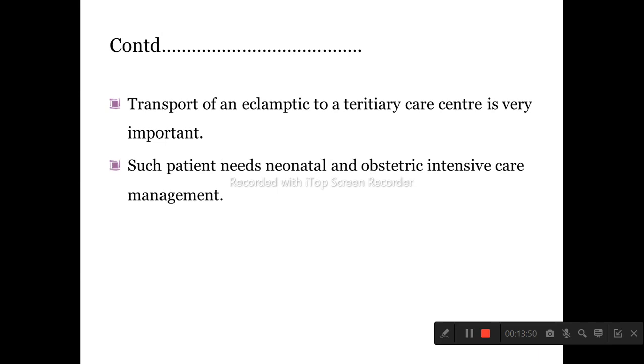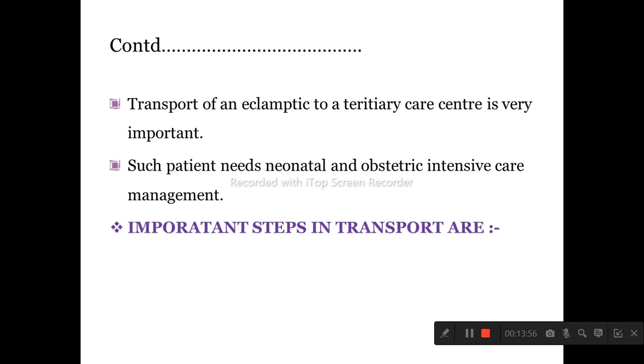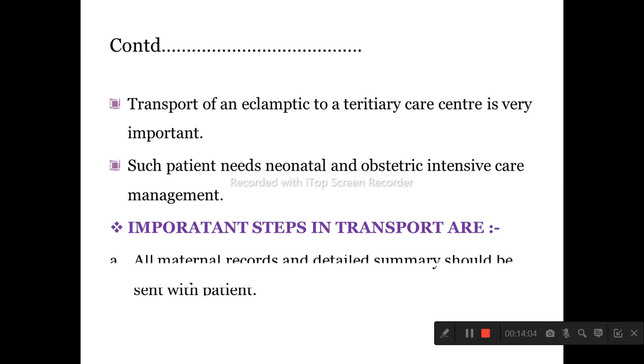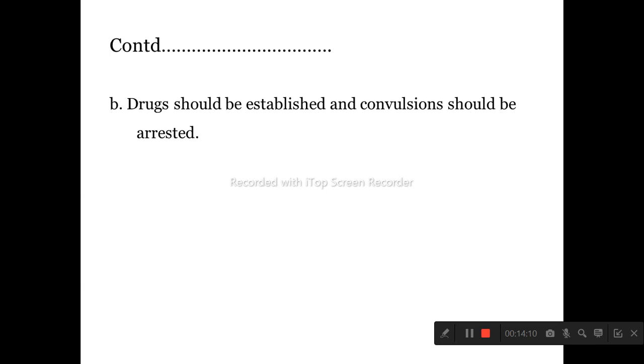Such a patient needs neonatal and obstetrical intensive care management, so we have to be ready for that, because all these facilities are available in the tertiary centers. Important steps in transport are: all maternal records and a detailed summary should be sent with the patient, all routine investigations and whatever ultrasound and everything we have to carry with the patient. Drugs should be established and convulsion should be arrested.